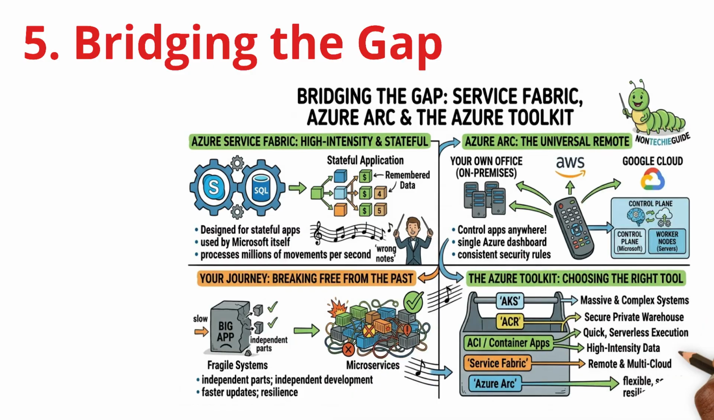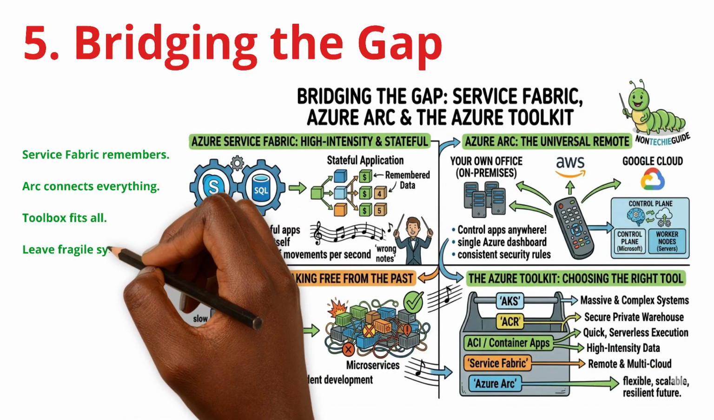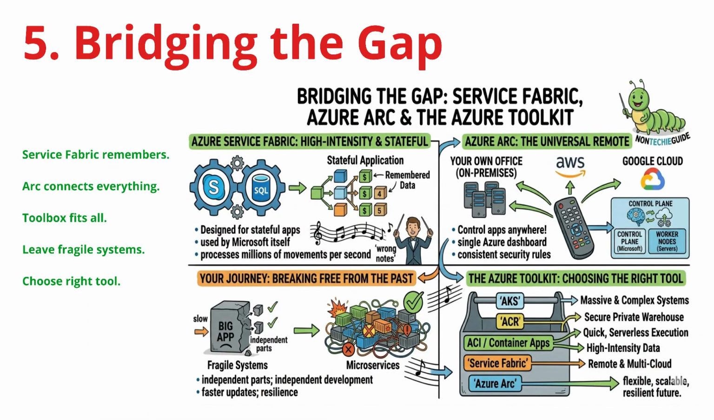Welcome to the final leg of our journey, bridging the gap between specialized systems and environments outside the Microsoft cloud. First, let's look at highly specialized needs. While Kubernetes is the standard, Azure Service Fabric is Microsoft's own veteran technology. It's designed for high-intensity, stateful applications, apps like financial systems that handle millions of transactions per second and must remember data in real time. It powers massive services like Skype and Azure SQL Database.